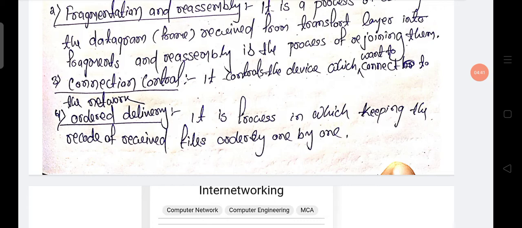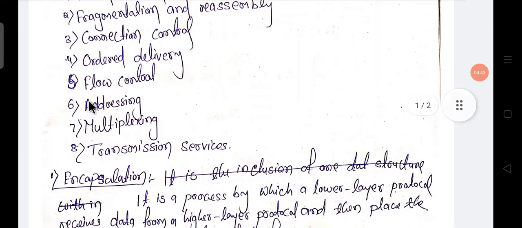Okay, now the next one is flow control. We have discussed flow control previously: how can we control the flow of data, and the different methods of flow control. So controlling the flow of data is called flow control. And addressing we also discussed previously: addressing is the addressing of any frame, and on the basis of that address the frame goes to the right destination.